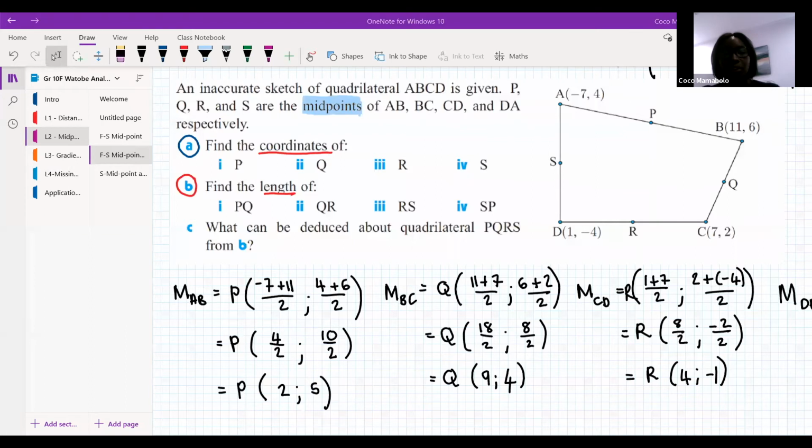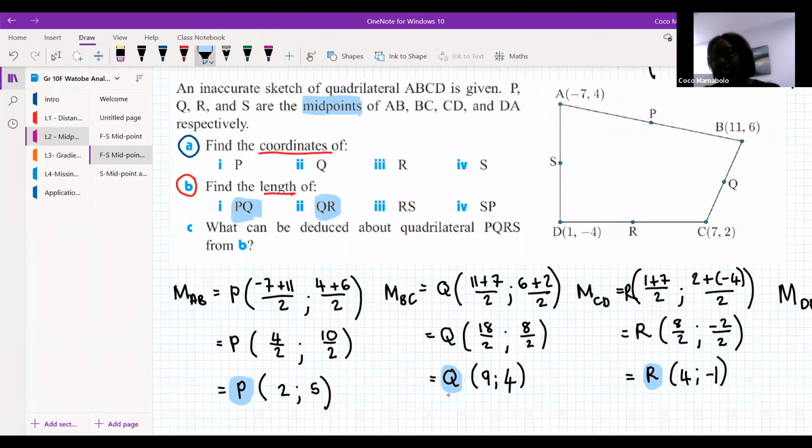Lashandra is on the ball. Excellent, good. For B, we're going to use the distance formula. Okay, but we need to use these values that we've just figured out, these coordinates that we've just calculated. Because it says they're looking for the length of PQ, you're going to use P over here and Q, and you're going to find the distance between them. Then they say QR, so you're going to use Q and R to find the distance between the two of them. And then RS, and you guys get the idea.